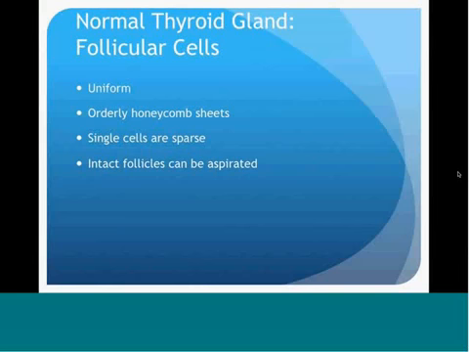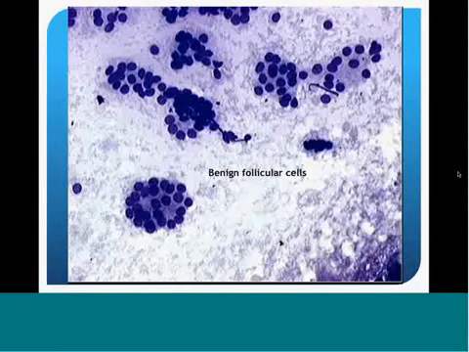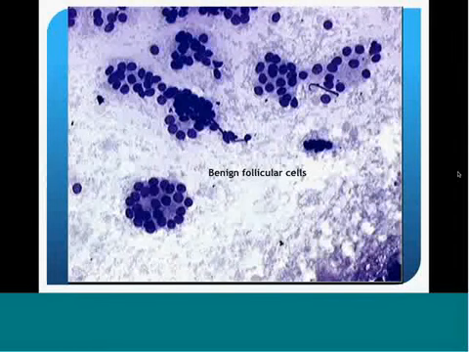What are benign follicular cells? These are small, uniform follicular cells. They have honeycomb sheets, which means that they're spaced apart evenly, and they appear in sheets. Rarely you see single cells, but I do see single cells on a regular basis as well. And sometimes you can aspirate intact follicles. So these are benign follicular cells.